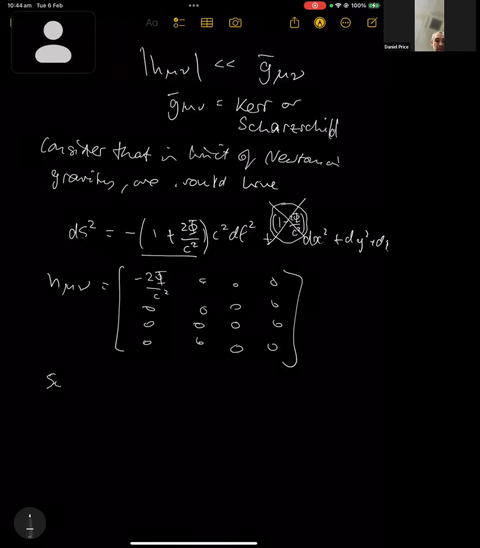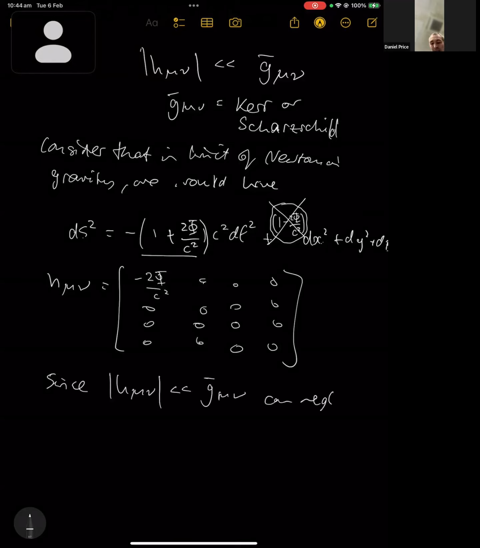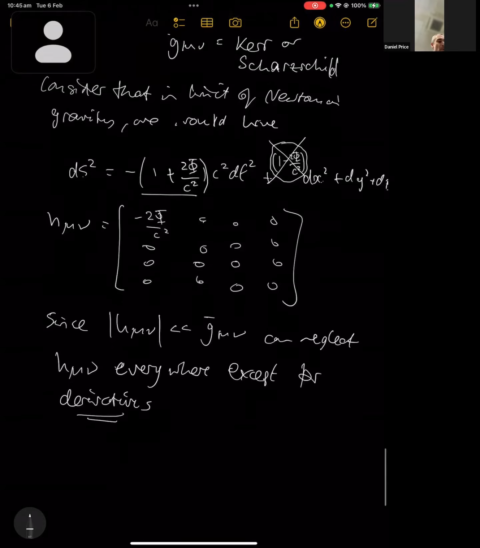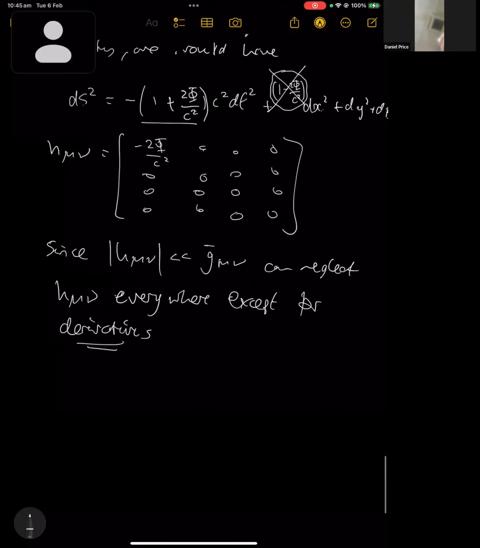And since we know that h mu nu is much less than the background g mu nu, we can neglect h mu nu everywhere except for the derivatives. So we can say basically that the potential is small, but not necessarily the gradient of the potential.